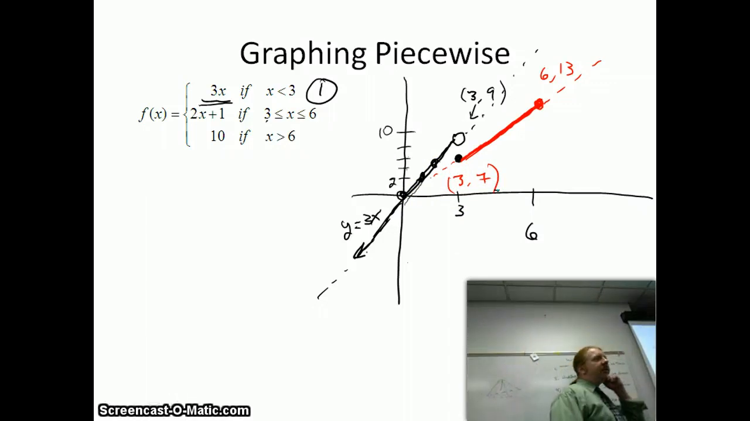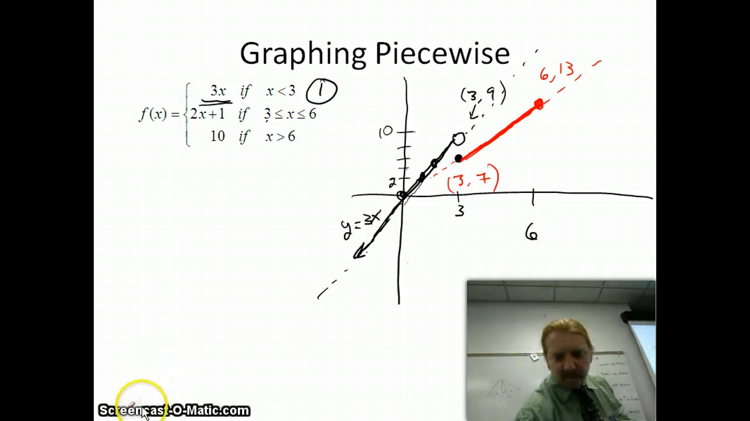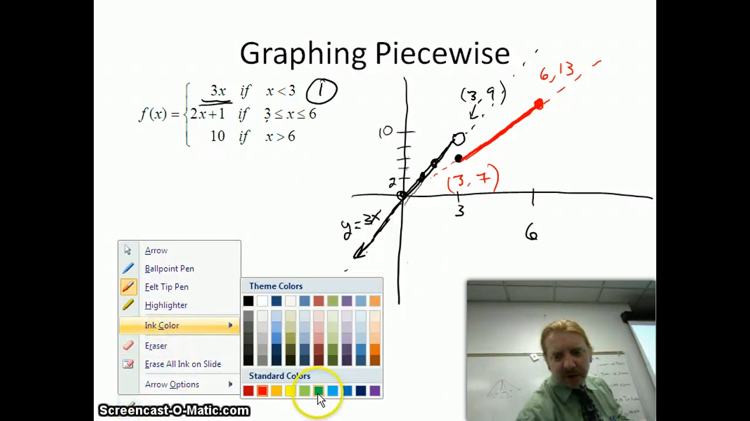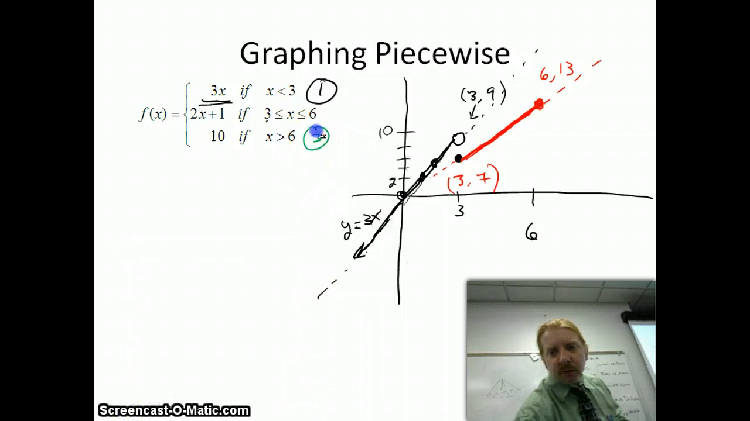What happens when x passes 6? What's my last part of this function? y equals 10. Flat line at 10. So here's 10, and now it's a flat line from there on out.